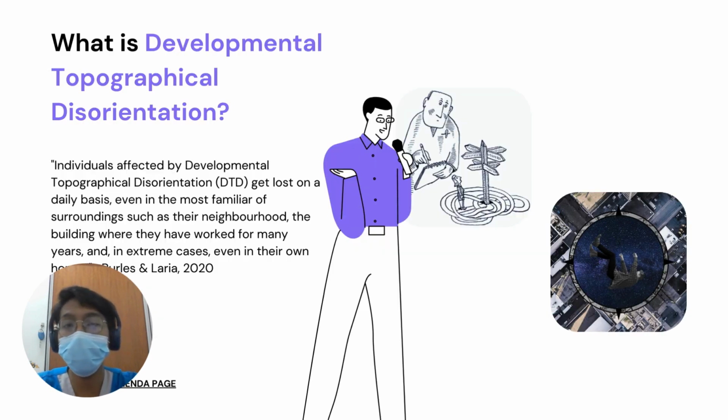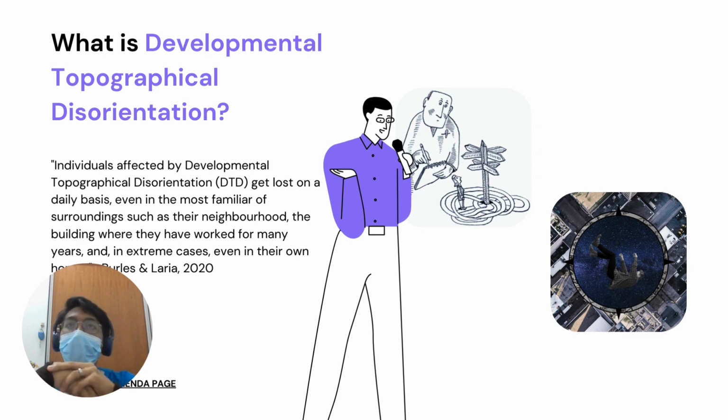So, what is actually developmental topographical disorientation? This is some of the articles that I have read. It tells that some individuals that are affected by DTD get lost on a daily basis, even in familiar surroundings. For example, you already know that place, and yet you still get lost. Like, how should I go there?